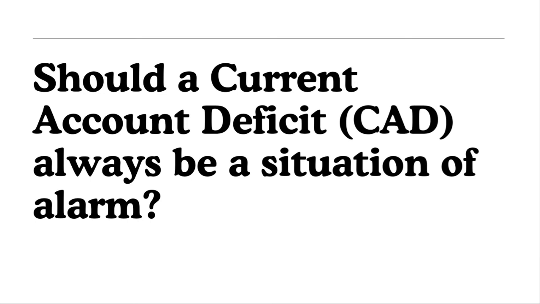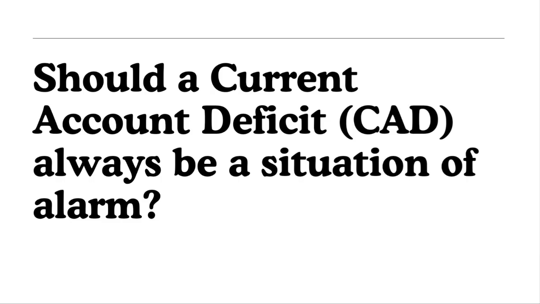So, as such, we cannot rule out on the face of it whether CAD is good or bad. But based on how the CAD came about, we can say whether it is a cause of alarm or not. But nonetheless, we can definitely focus on moderating CAD, current account deficit.